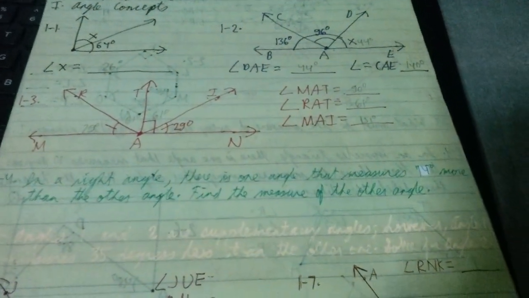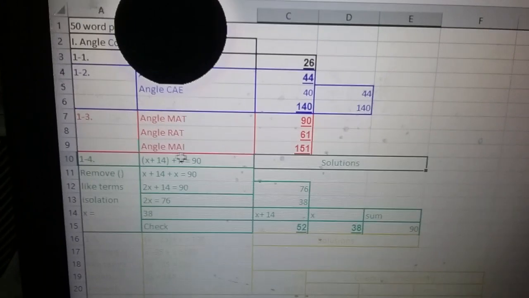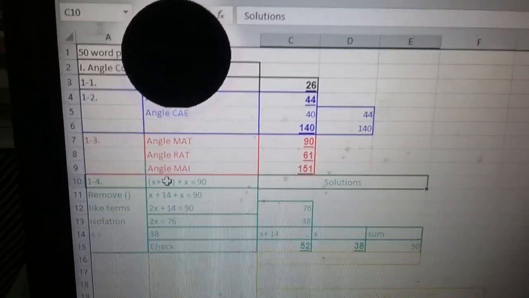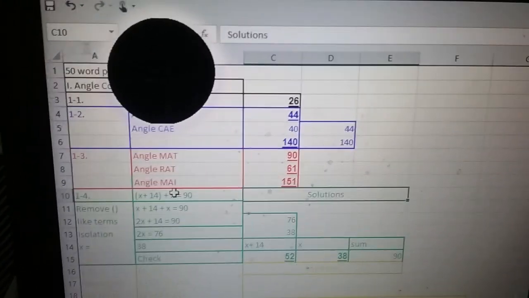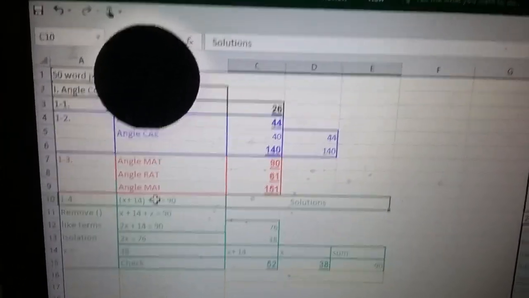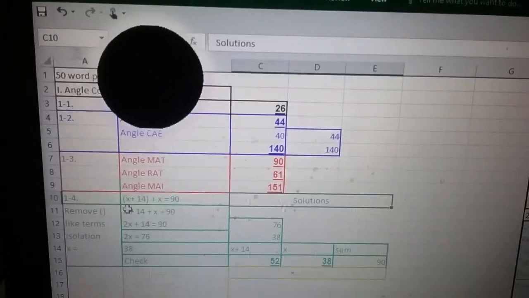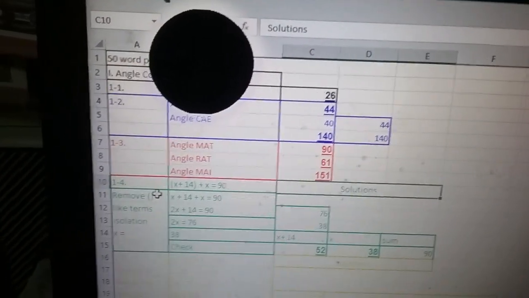So ganito yung solution namin. This is the formula: x plus 14 plus x equals 90. This thing that you see here is the angle that contains the condition. This x that you see here pertains to the value of the angle, because sabi dito, one angle measures 14 degrees more than the other angle. So we take out the parentheses and it becomes like this. Remember, that's why it says remove parentheses.